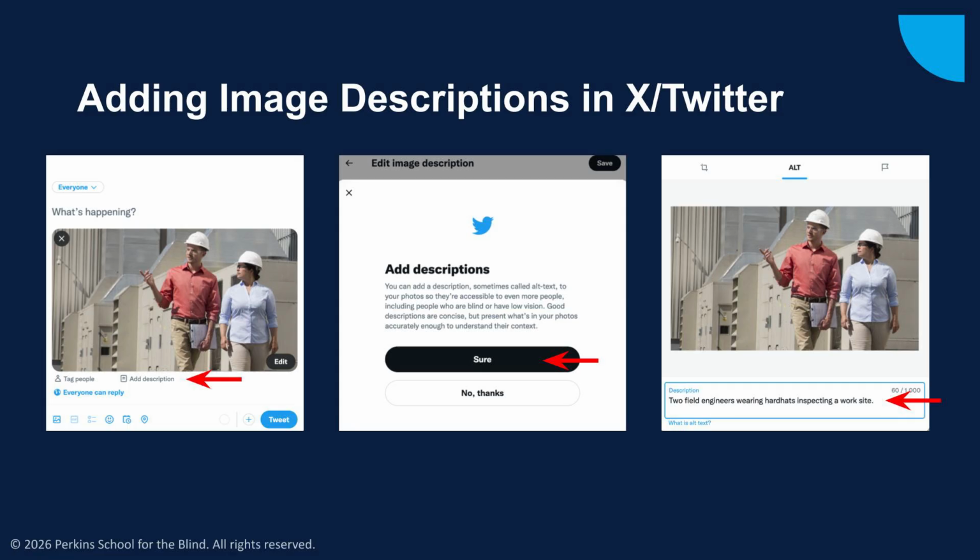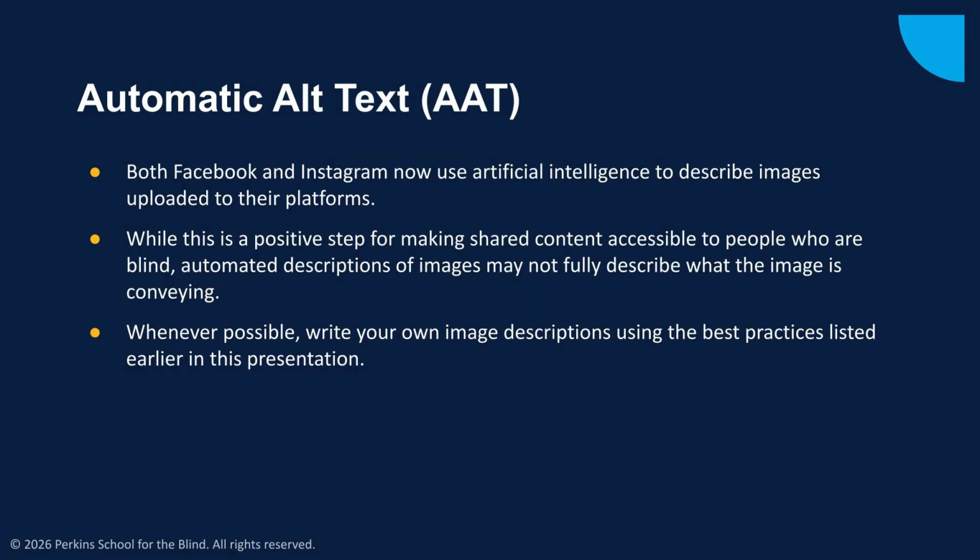When you add an image to a tweet, you'll see an Add Description option. Click it, and you can type your alt text. When writing alt text, context matters enormously. Auto-generated alt text, or AAT, has been implemented on platforms like Facebook and Instagram. It can be convenient, but it may not properly understand the context in which an image is being used. You need to write alt text that conveys your intended meaning, not just a generic description.